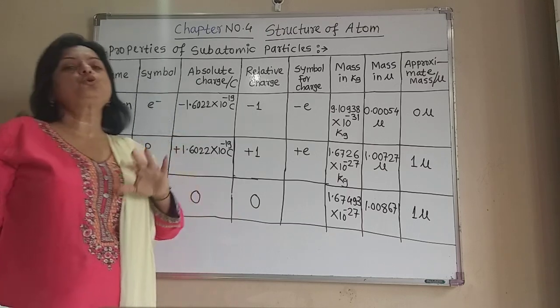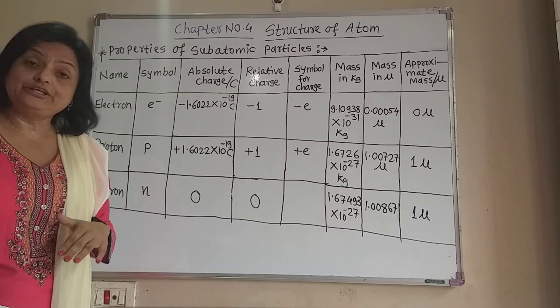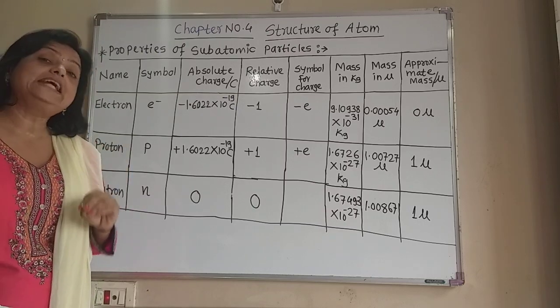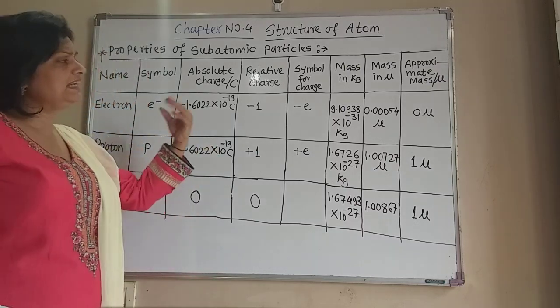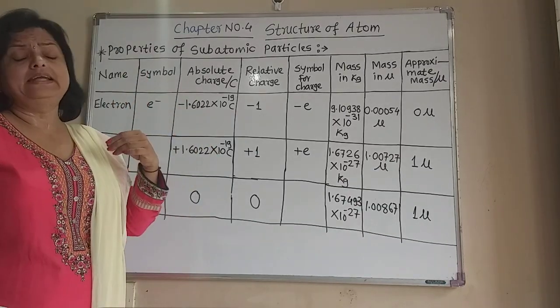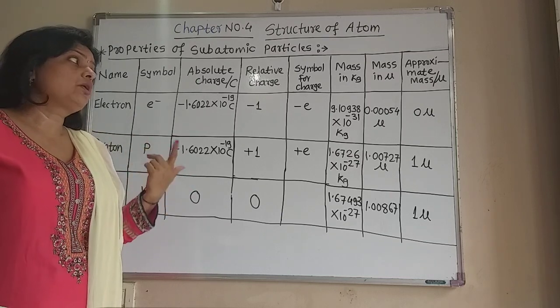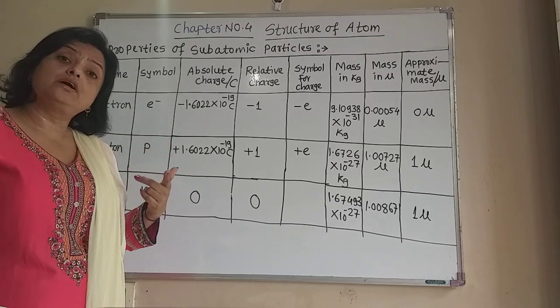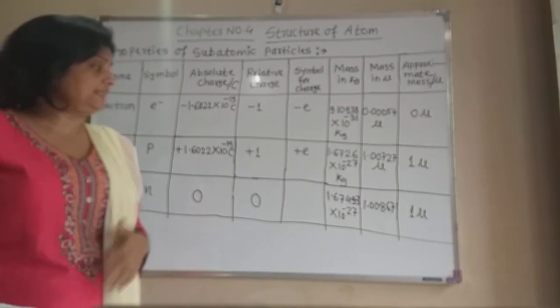And as these two particles, protons and neutrons, are present in the nucleus, they are both collectively called the nucleons. And the electrons, which rotate around the nucleus, are called the extranuclear particles, because they are present around the nucleus.